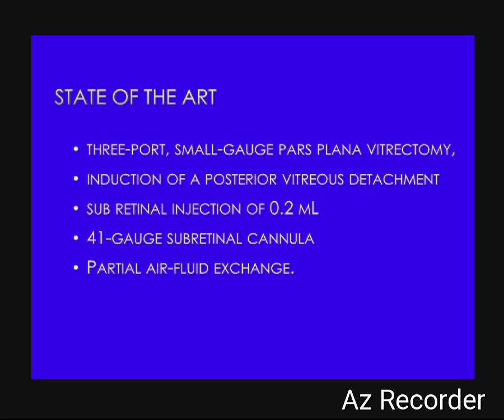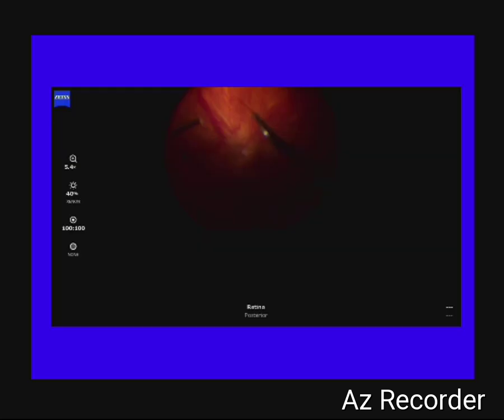In this process, we perform a 3-port pars plana vitrectomy. We induce a posterior vitreous detachment by removing the gel, and then we inject into the subretinal space the gene therapy, approximately 0.2 mLs. This is using a 41 gauge cannula, and then we perform an air fluid exchange.